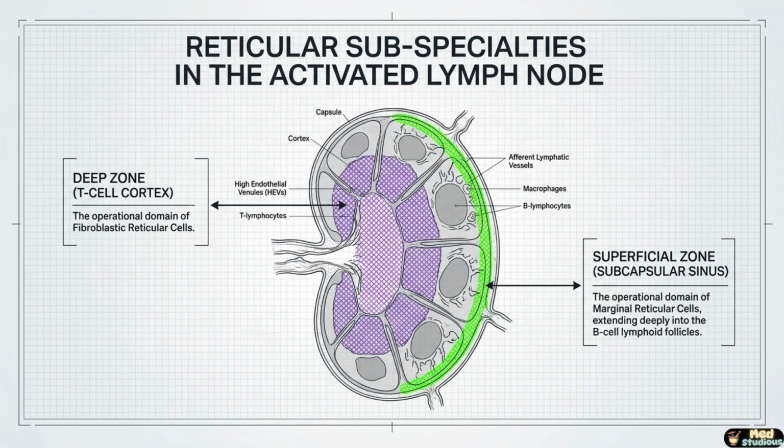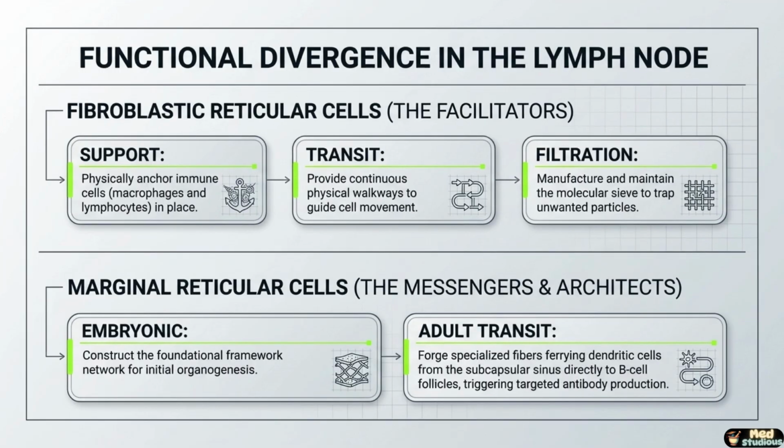By dividing the labor, the lymph node can simultaneously manage both T-cell and B-cell immune responses on separate, highly organized structural networks. Let's break down the functional divergence between these two subspecialties. The fibroblastic reticular cells act as the facilitators. Their job is support. They physically anchor massive numbers of macrophages and lymphocytes perfectly in place.